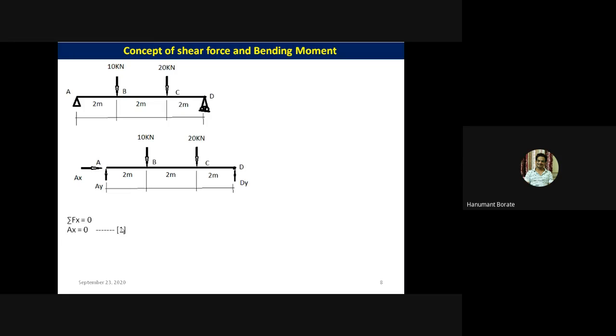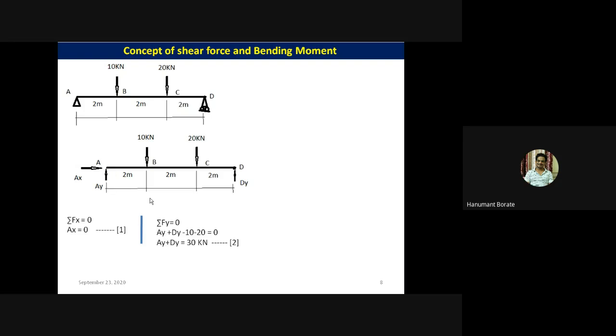Okay. Now to find out these unknown reactions, we should use equilibrium conditions. First equilibrium condition is summation Fx equal to 0. Treat rightward forces positive, leftward forces negative. So Ax equal to 0, because this Ax is the only force acting on this beam, right? So here the value of x force is 0. Now we'll apply the second equilibrium condition, that is summation Fy equal to 0.